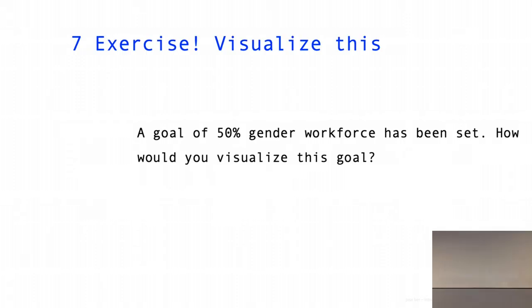Another exercise. Let's imagine you show this chart to your boss, and your boss says, very good, Shiva. Prepare a presentation because I want a 50-50 gender equality goal for next year. And the presentation has to convince the employees, right? So what kind of chart would you design to get the employees on board? I give you 30 seconds.